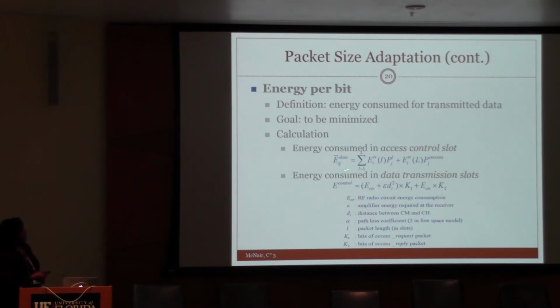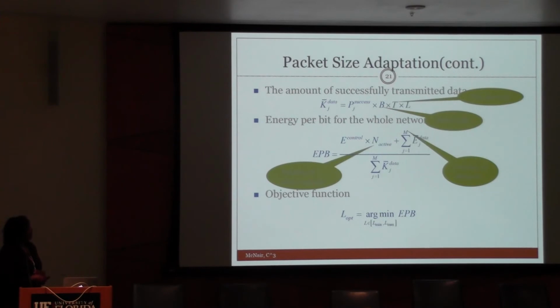Here we looked again at the energy consumed in a control slot versus the energy consumed in a data transmission slot, given the amplification, the distance, and the number of bits in these packets. We then considered the amount of successfully transmitted data you would get, given the probability of the packet being successful at this bandwidth with this packet length for this particular user or slot duration. Given all this information, we figure out the energy per bit expended to send packets in this network. If we can minimize this energy per bit over the packet size, then we can optimize the number of bits that should be sent per packet under these particular conditions.